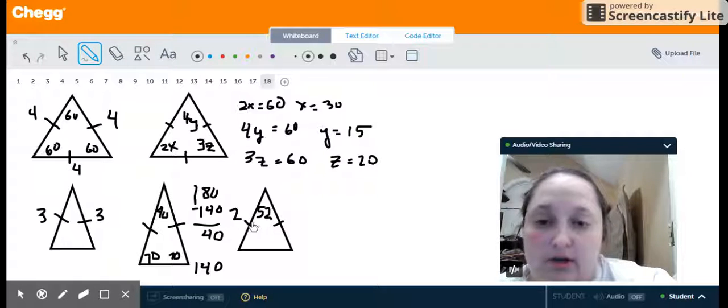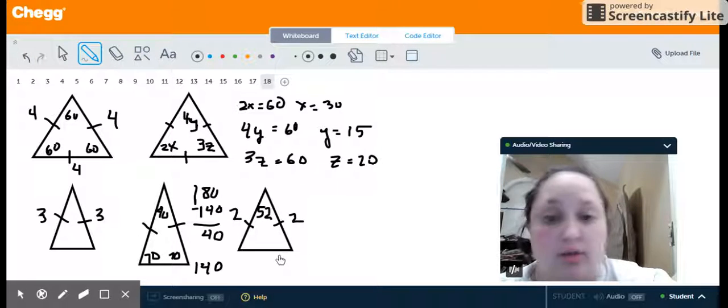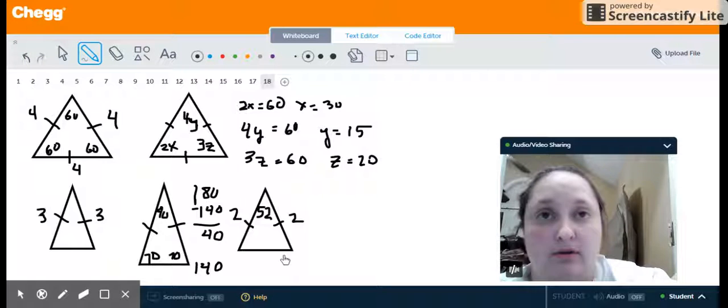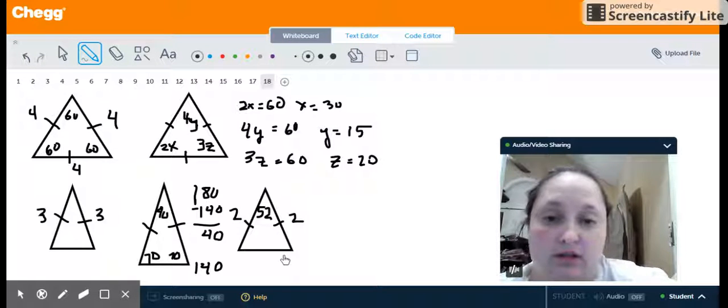This triangle, we know that the side is 2, therefore the other side is 2. Now it is impossible for us at this point, given what we know in geometry, to figure out what this base actually is. You could do law of sines and law of cosines to figure this out later on.